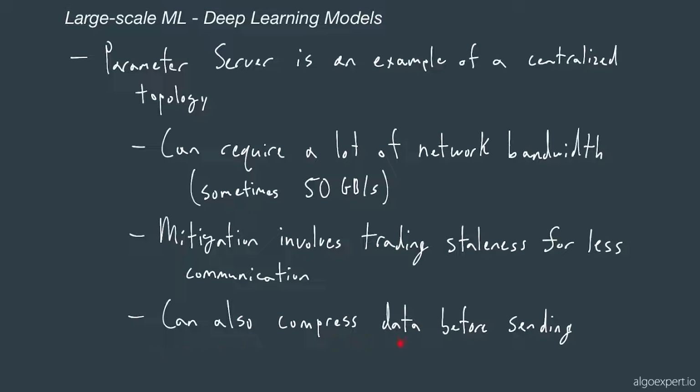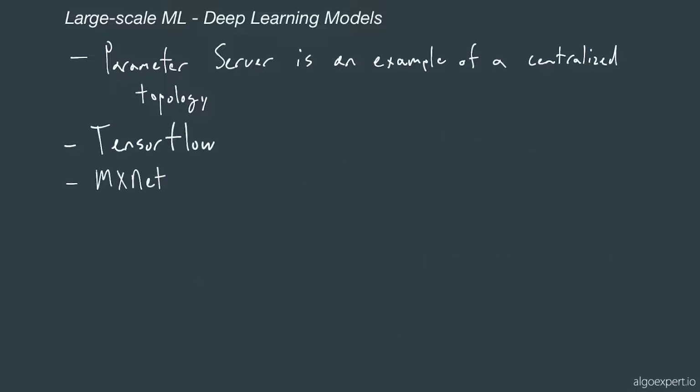Here, we're trading off staleness for less communication. And there also has been some work on how we can compress or send less data to the parameter server and still achieve the same results. Some examples here: TensorFlow has a parameter server, and you can also have a parameter server with MXNet.